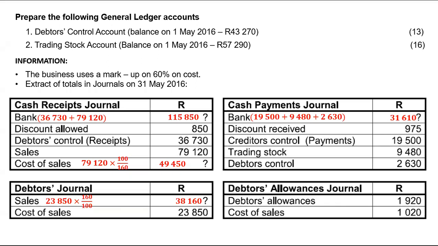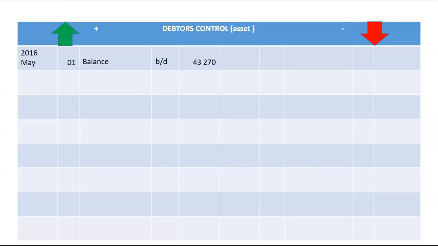Debtors control will increase whenever we sell goods on credit, and whenever we sell goods on credit, that transaction will be recorded in the debtors journal. And in your debtors journal, you will take the total of sales. In this case, the total of sales will be 38,160. You will simply take that and record it on the debit side of your debtors control. So you'll have the 31st, which is the end of the month, and you'll have sales from DJ, and the amount for that will be 38,160.